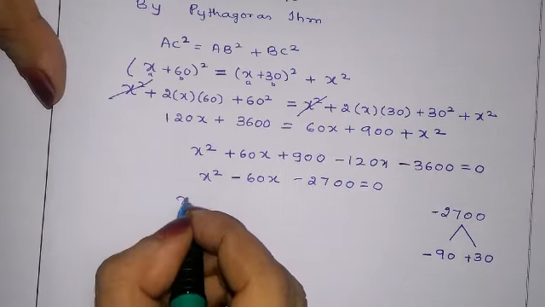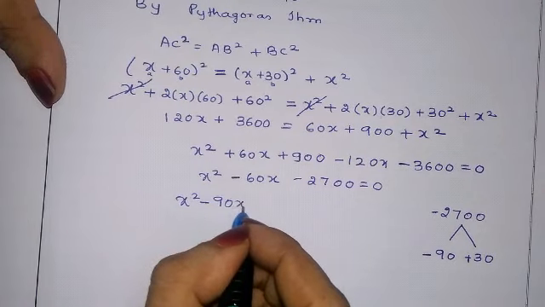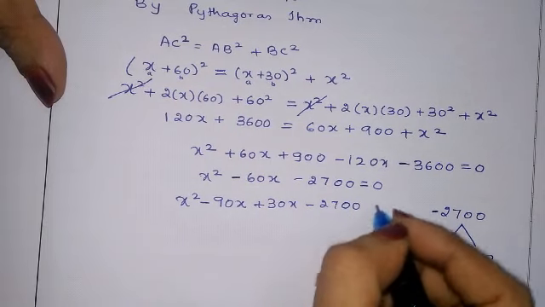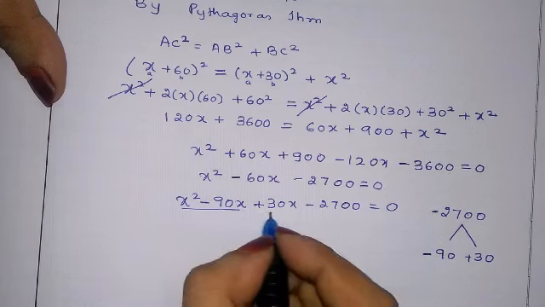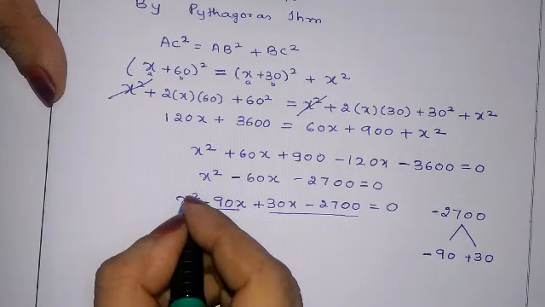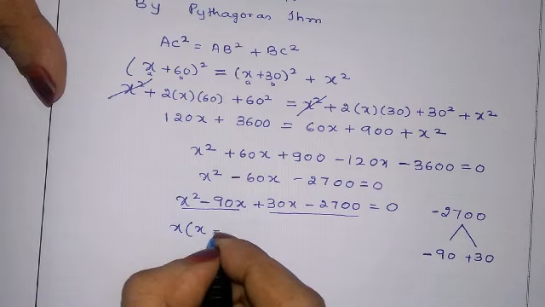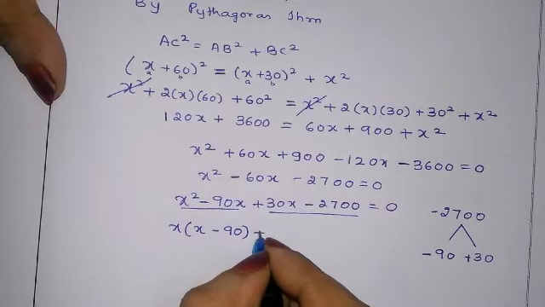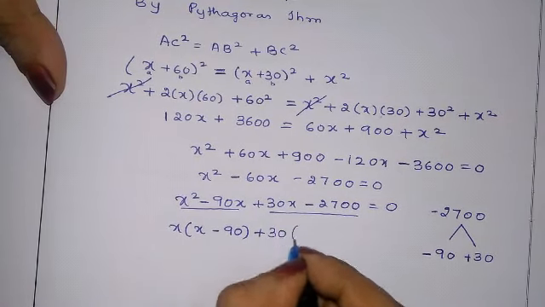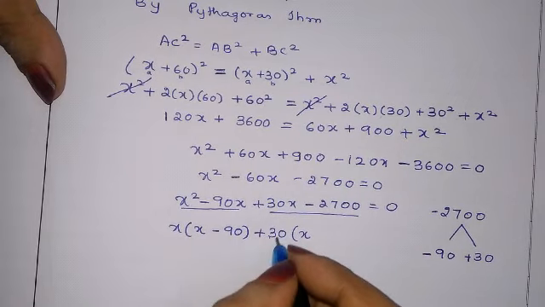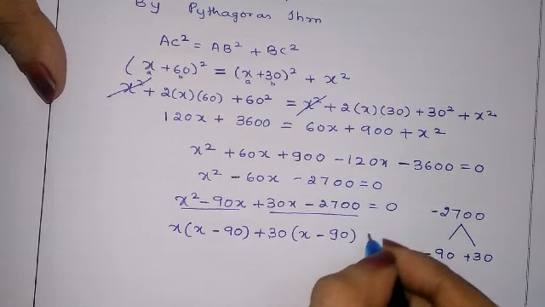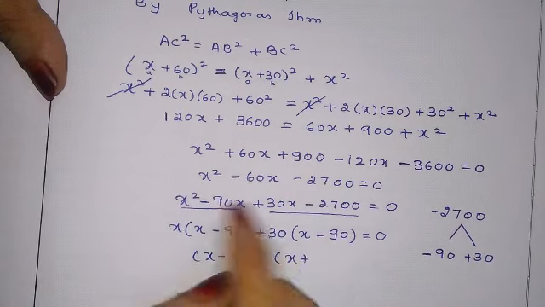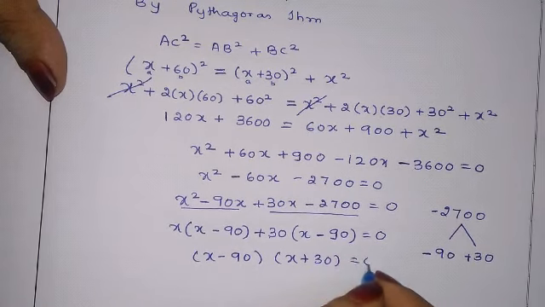Minus plus minus, 90 thirties are 2700, 90 minus 30 is 60. Okay. So x square minus 90x plus 30x minus 2700 is equal to 0. Let us take x common here. If one x is common, x is left, minus 90, plus 30 common: x as it is, 30 I have taken common, 30 nineties are 2700. So x minus 90 bracket is common, x plus remaining is x plus 30, is equal to 0.